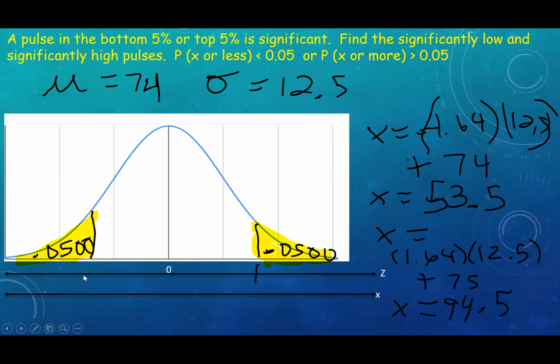When we change negative 1.64 to an x-score, we get 53.5. So this would be 74 right here. Over here is 53.5. And over here is going to be 94.5 by plugging and chugging. Our z-scores are negative 1.64 and positive 1.64. When we run it through the formula to get our x-scores, we get 53.5 and 94.5.